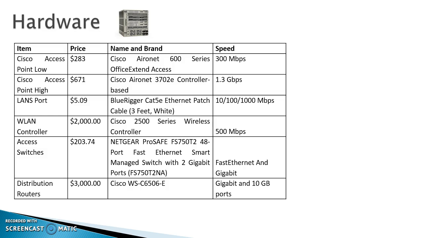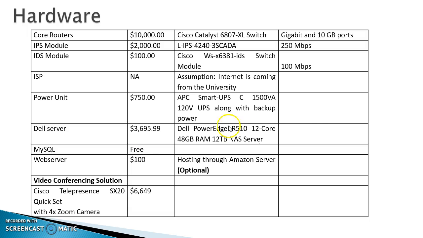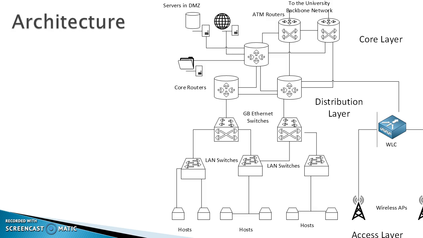It has high performance and low performance access switches, LAN ports obviously, and then wireless LAN access switch, different kinds of switches, distribution routers and core routers. We've also listed the model which we would recommend, the price and the performance speed which all of them give. So these are based on the requirements that you have of about 1,000 or 2,000 users in a small to medium size network infrastructure. So let me move on to the architecture.